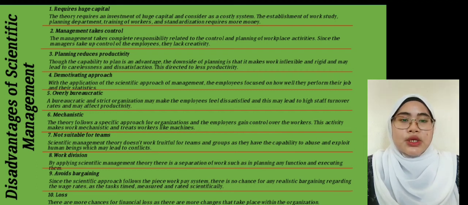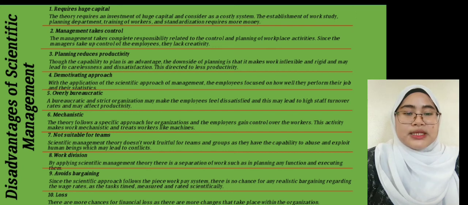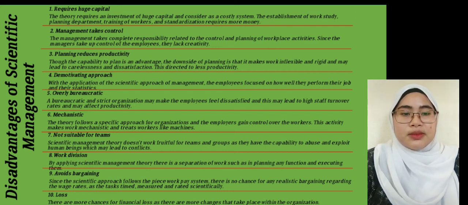Number 1, requires huge capital. The theory requires an investment of huge capital and is considered a costly system. The establishment of work study, planning department, training of workers and standardization is required. Secondly, management takes control. The management takes complete responsibility related to the control and planning of workplace activities. Number 3, planning reduces productivity. Number 4, demotivating approach. Number 5, overly bureaucratic. Number 6, mechanistic. Number 7, not suitable for teams. Number 8, work division. Number 9, avoid bargaining. Number 10, loss. That's all from me.